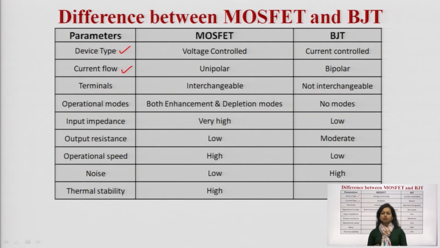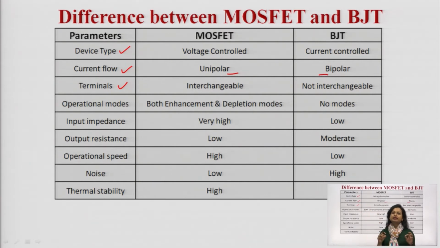Second parameter is the current flow. In case of BJT, BJT is what? Bipolar junction transistor, and from the term bipolar, it is clear that the current is carried by both types of charge carriers, electrons as well as the holes. That is why it is bipolar. But in case of MOSFET, it is unipolar. Either of the charge carriers, it may be electrons or holes.